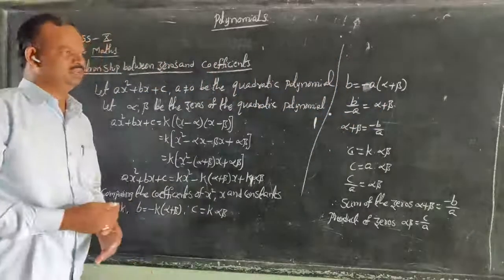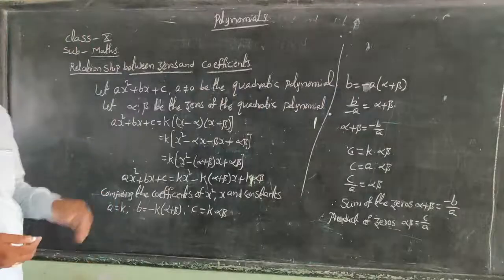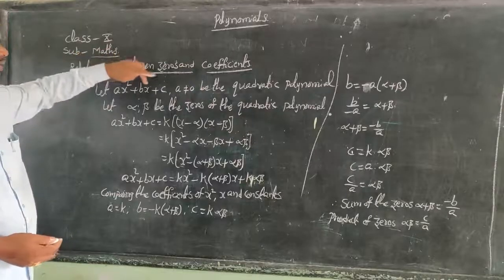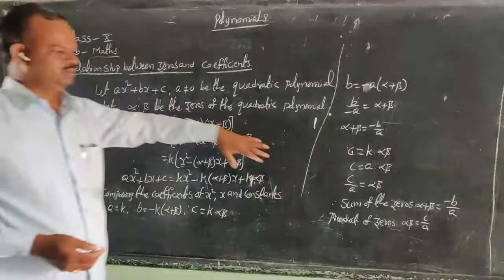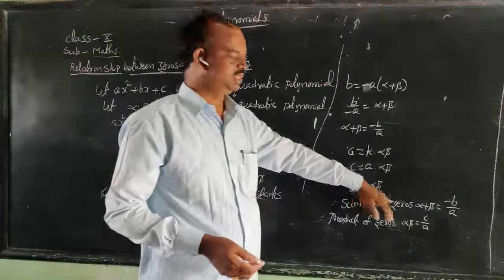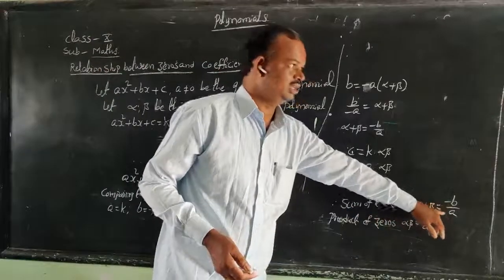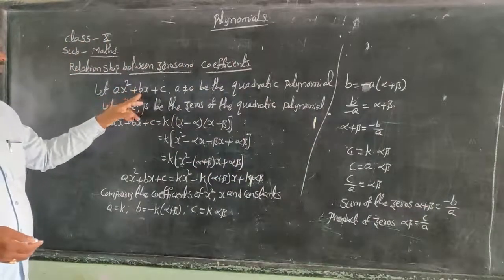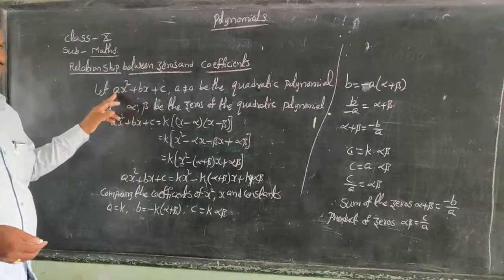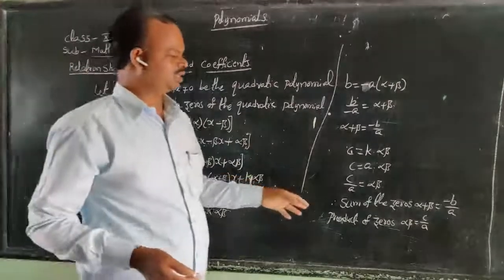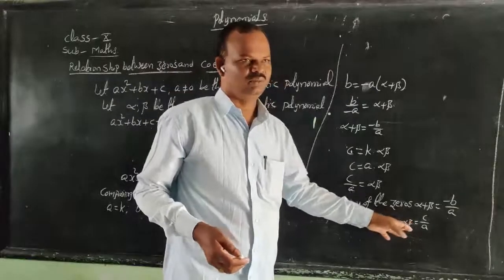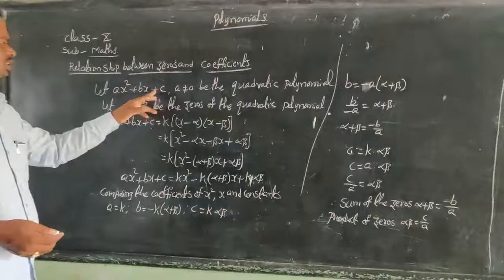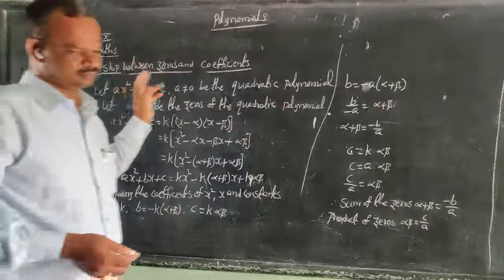That means the relationship between zeros and coefficients: the zeros are alpha comma beta and the coefficients are a, b, c. The sum of the zeros, alpha plus beta, is equal to minus b by a, that is, minus the coefficient of x by the coefficient of x square. And the product of the zeros, alpha into beta, is equal to c by a. c means the constant term, by the coefficient of x square.